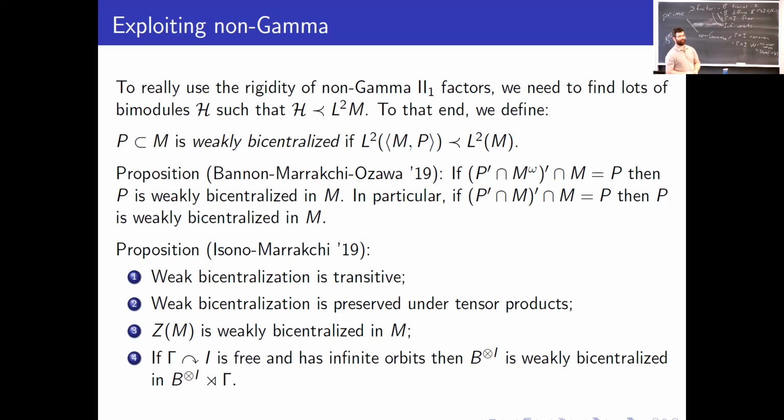Actually, to my knowledge, I can be corrected if I'm wrong. The proposition is an if and only if, not the "in particular" part, but the original part. So, sorry, let me restart. To my knowledge, the converse of the proposition is open. So I think it's unknown whether weakly bicentralized, in this bimodule sense, implies this relative bicommutant condition. And for those who don't work with relative commutants all the time, this is different from the von Neumann bicommutant theorem because M is not B(H).